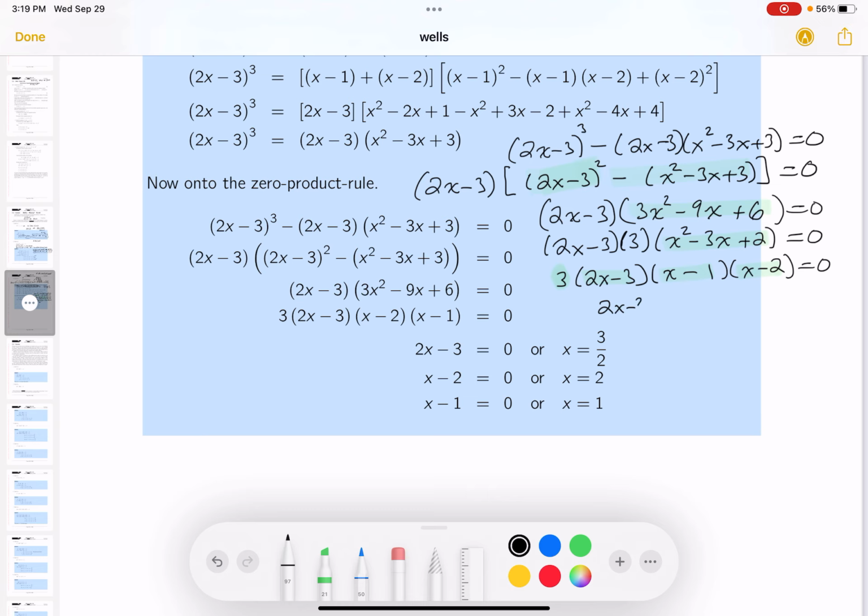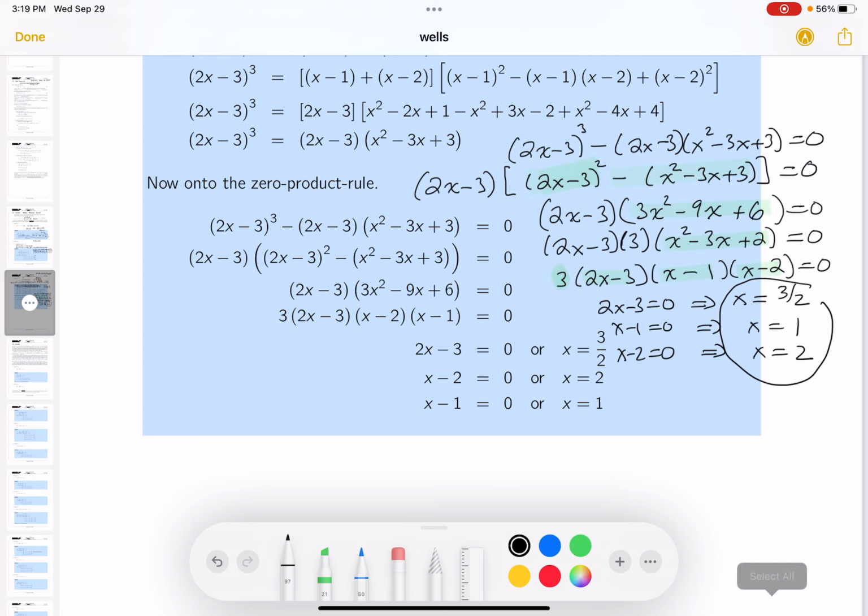2x minus 3 equals 0. This would mean x equals 3 over 2. The other one is x minus 1 equals 0. When does that occur? When x is equal to 1. What's the last one going to be? x minus 2 equals 0. When does that occur? When x equals 2. Let me just put a circle on this. And I'm going to say that's my answers.